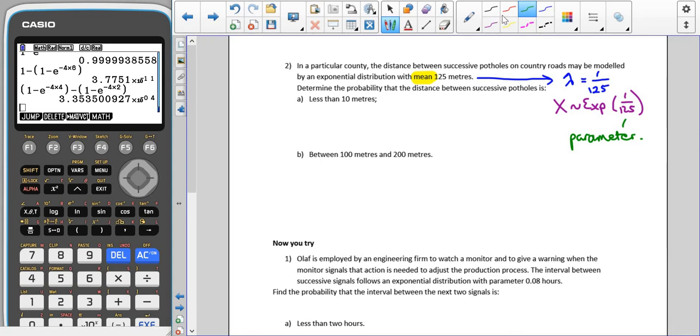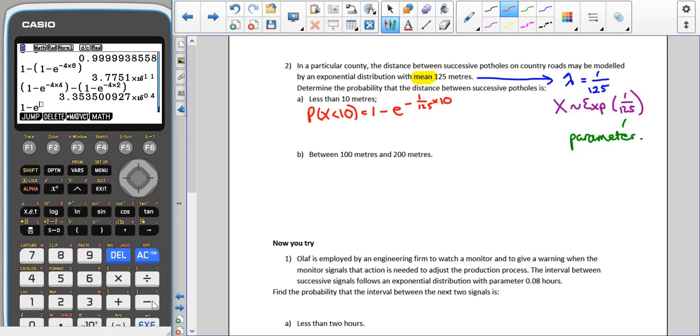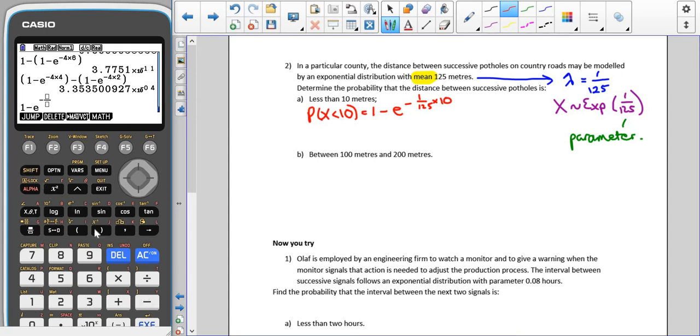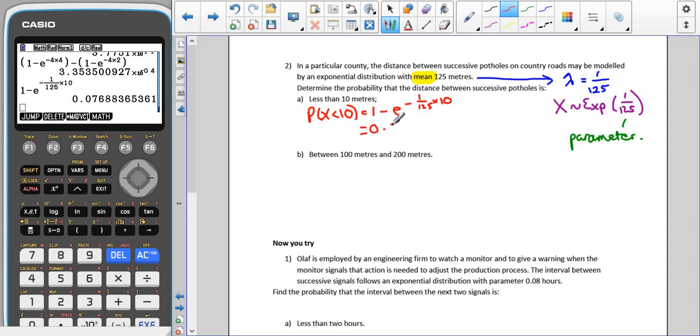So then when we're looking at the probability of x being less than 10, we would have 1 minus e to the minus lambda, which is 1 over 125, times x, which is 10. So that's 1 minus e to the minus 1 over 125 times 10. And that gives me 0.0769 to 3 significant figures.